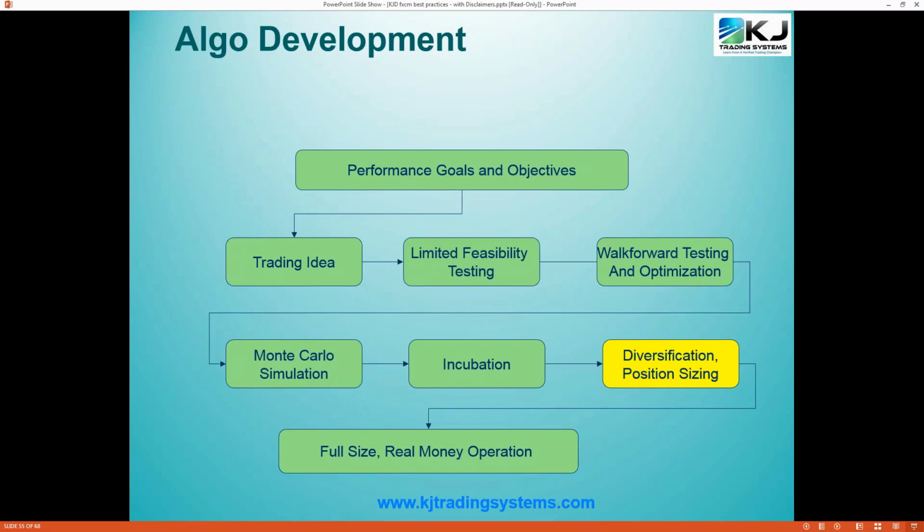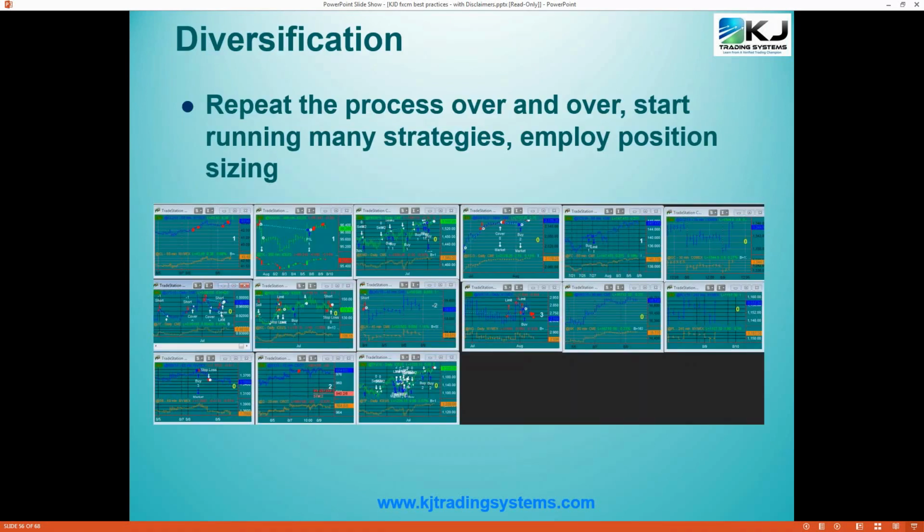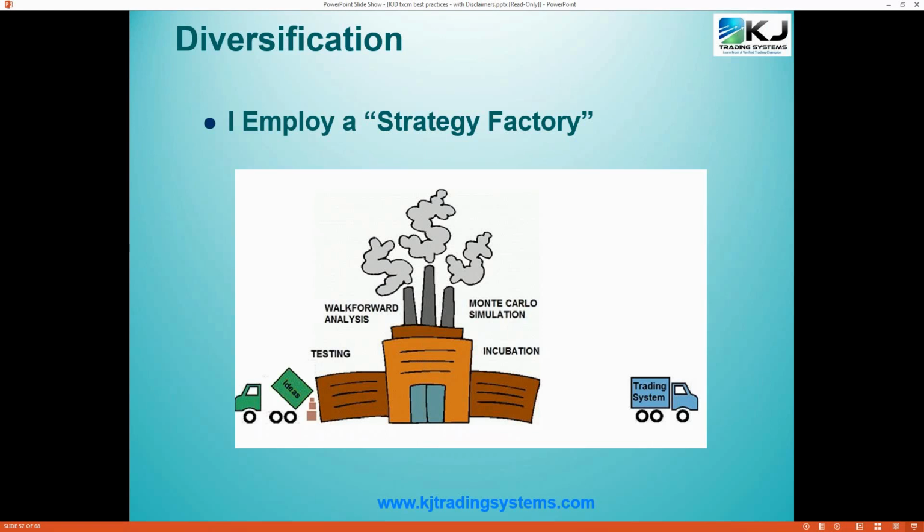Okay, so once you do the incubation, you say, okay, this strategy is working in real time, I want to trade it. You've got to see how it fits with your other strategies. Maybe it's a crude oil strategy, so take a look at your other crude oil strategy. Is it the same? Are they correlated? How do you do position sizing? These are all questions you've got to answer.